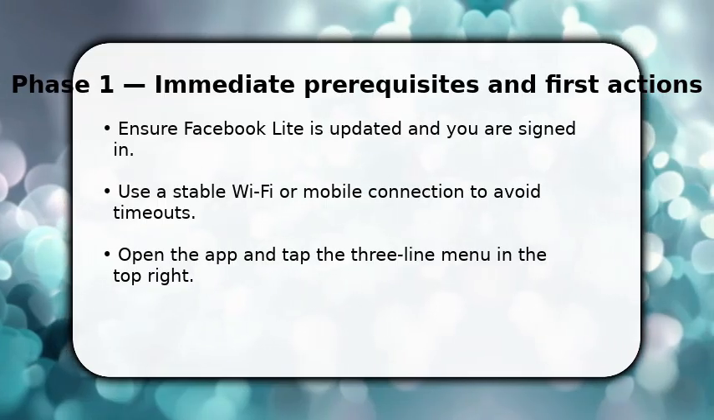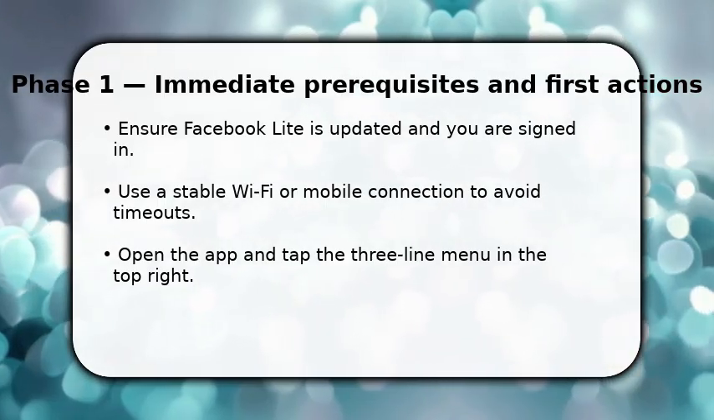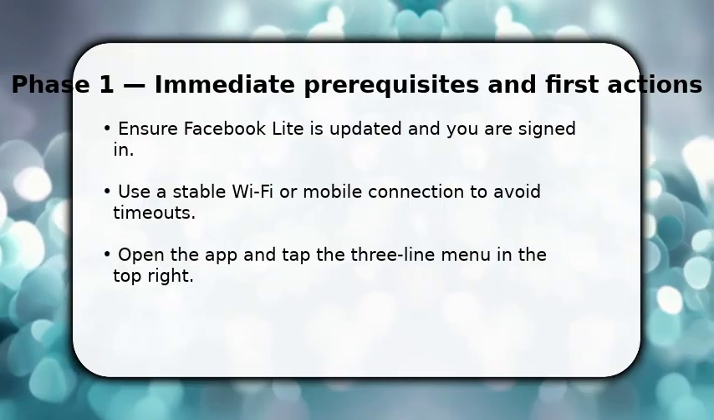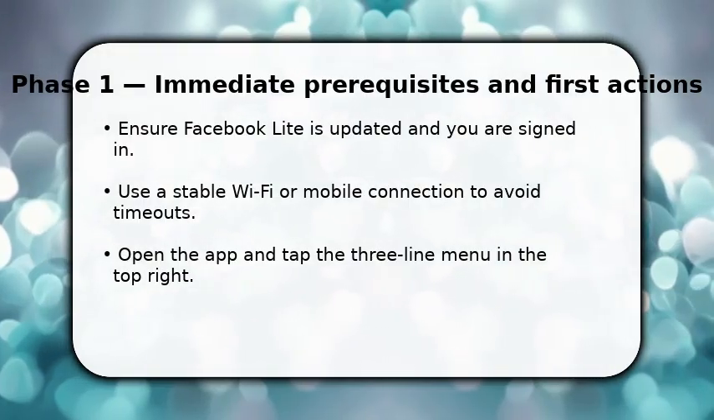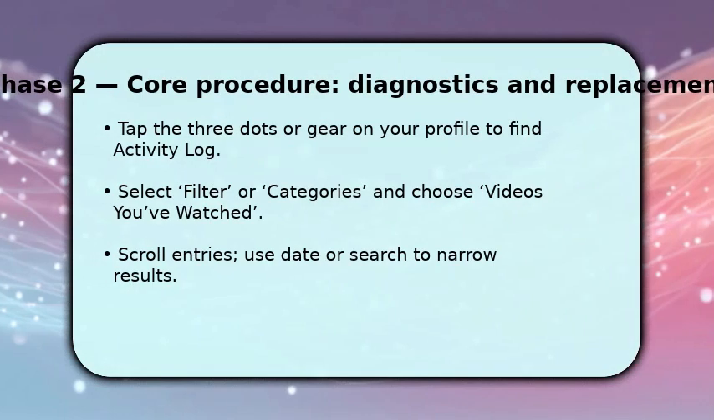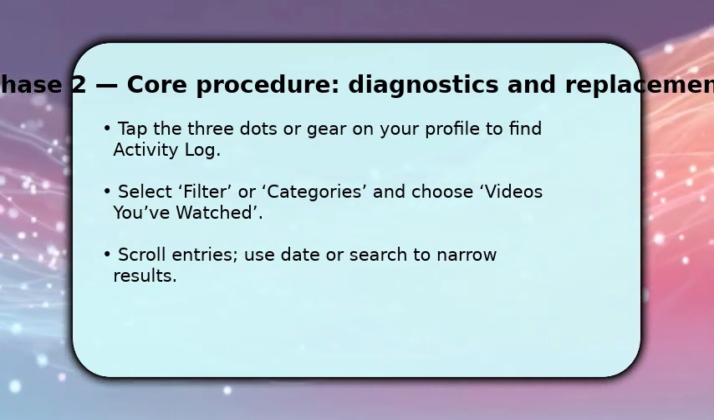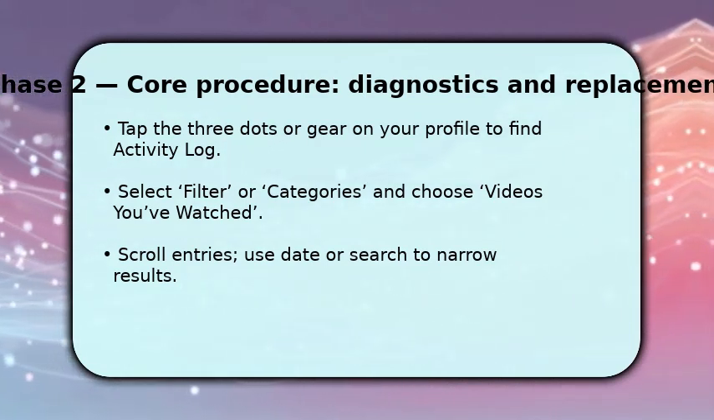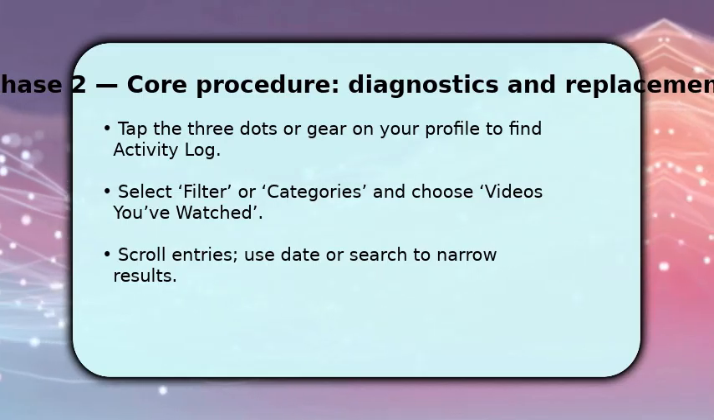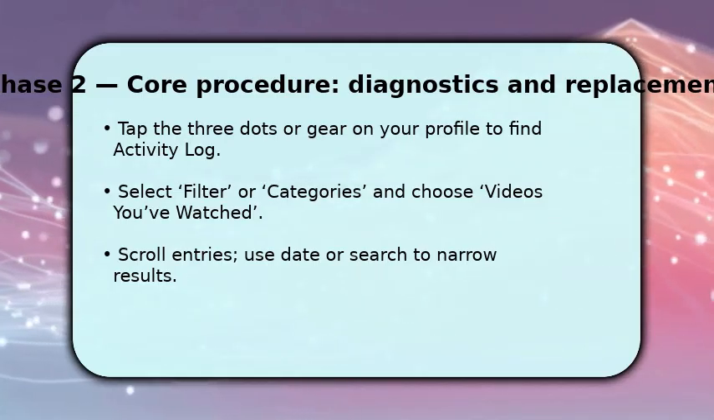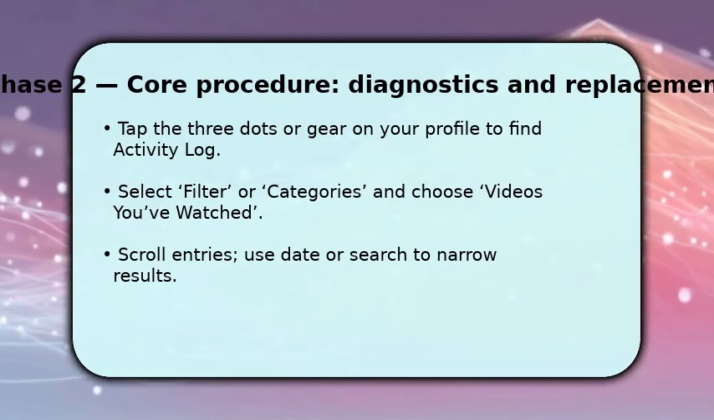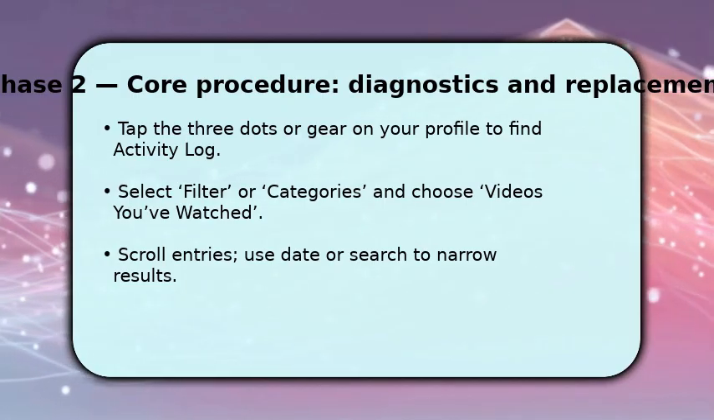This step launches options relevant to your account, so take it now to move directly into the activity log for video history. Once on your profile, tap the three dots or settings icon to open Activity Log. This screen records actions so you can inspect them. Next, use the filter or categories control and pick videos you've watched. This isolates video view events so you don't wade through likes or comments.